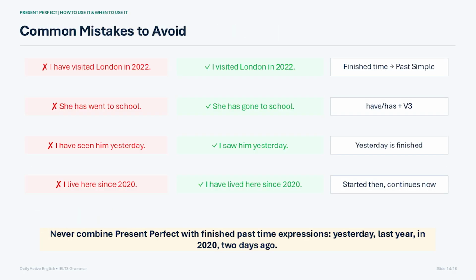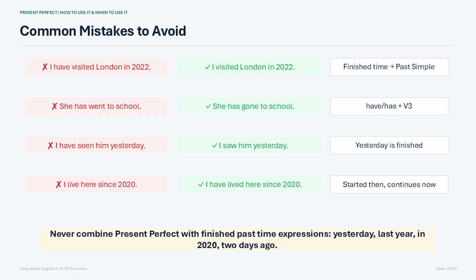Let's look at some common mistakes. Mistake number 1. I have visited London in 2022. This is usually incorrect because in 2022 is a finished past time. The correct sentence is, I visited London in 2022. Mistake number 2. She has went to school. This is incorrect because after have or has, we need the past participle. The correct sentence is, she has gone to school.